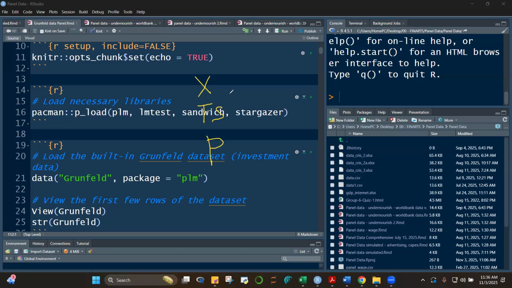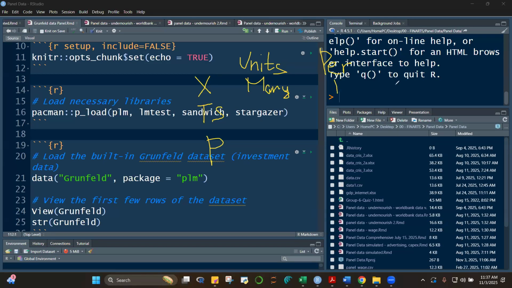Okay. So we take a look at it in terms of the number of units and the number of periods. And we said that for a cross-sectional data, you usually have many units, okay, many, and then one time period.